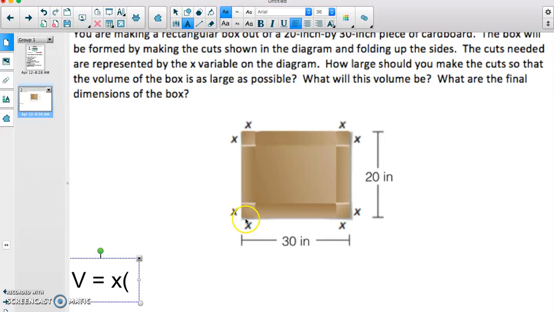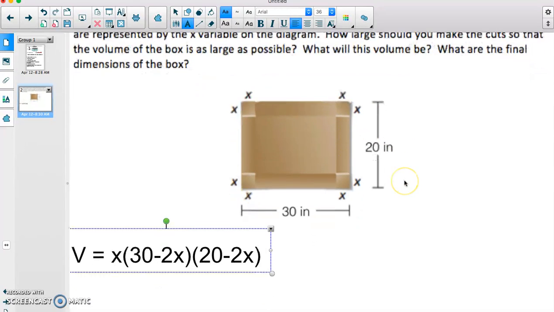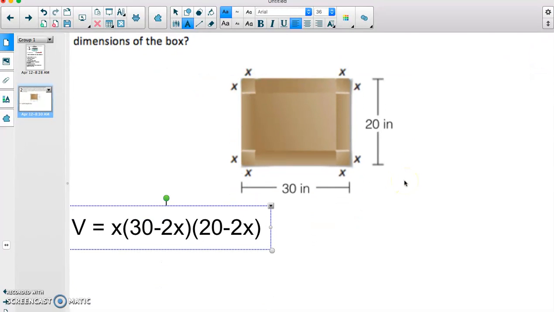Okay, if I think about the length of my paper, then the length was 30, but since I'm cutting some of these ends off, it's now going to be 30 minus however much I cut off twice, because I'm cutting from each end. So 30 minus 2x. And then the same for the width here. So the width started at 20, but I am cutting off 2 pieces that are size x. So that would be my volume equation.